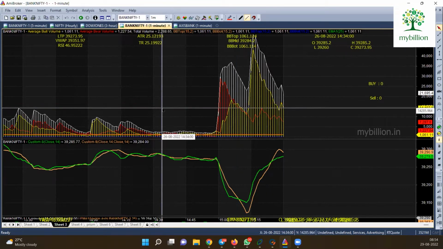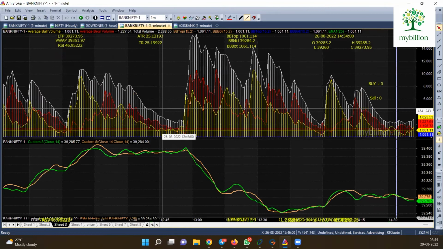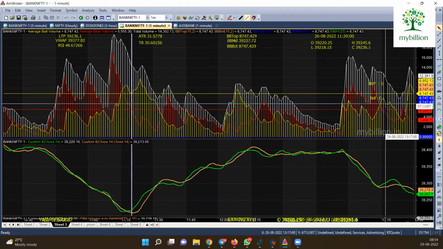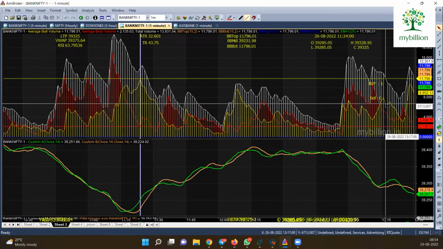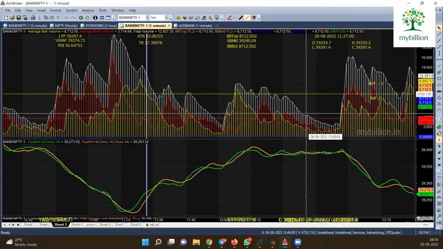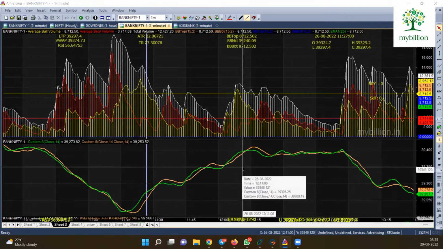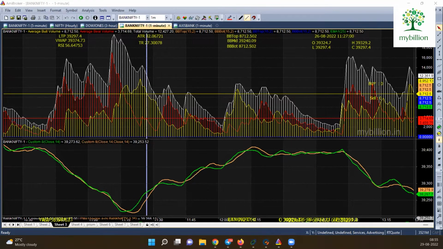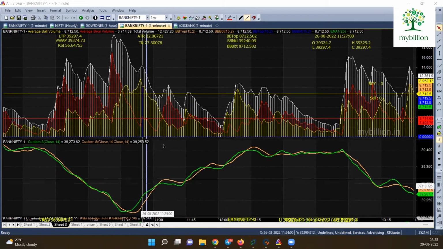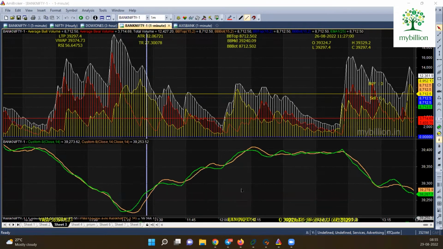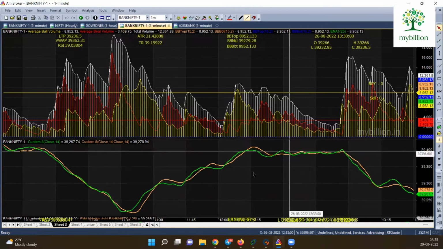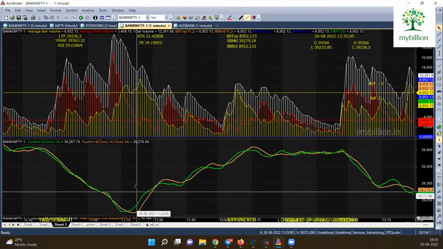So on the screen itself, if you had seen, there's a crossover here, and after the crossover, the bull volume also shot up. The market went up by almost... So after the crossover, I look at the bull volume to go up. The crossover happened here.